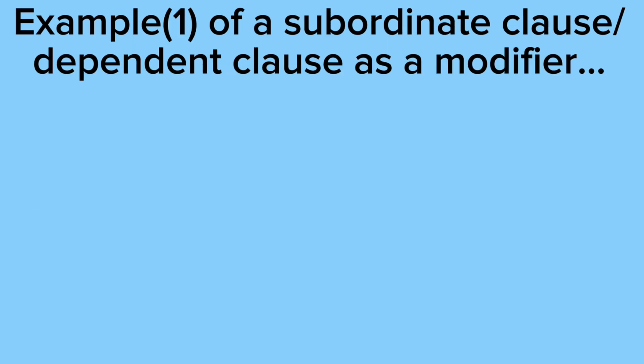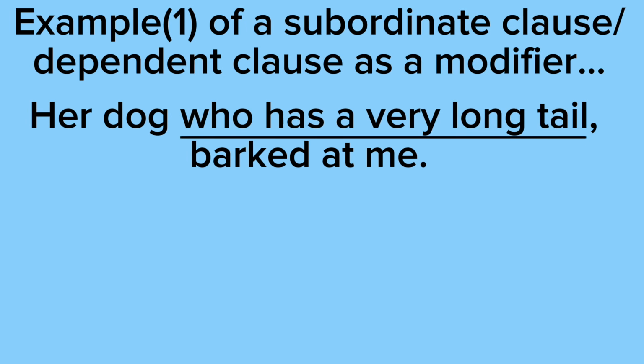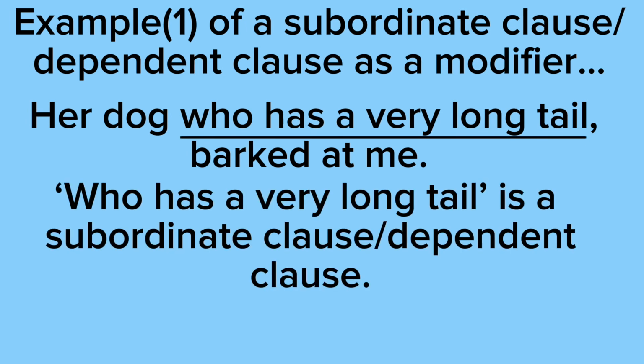So our first example of a subordinate clause acting as a modifier says, her dog who has a very long tail barked at me. As you can see, who has a very long tail is a subordinate clause, and it's a modifier because we're describing what the dog looks like. So the clause is modifying the noun, which is the dog.